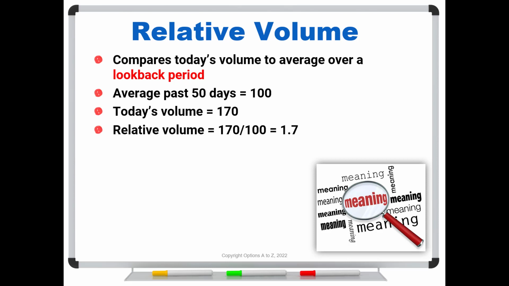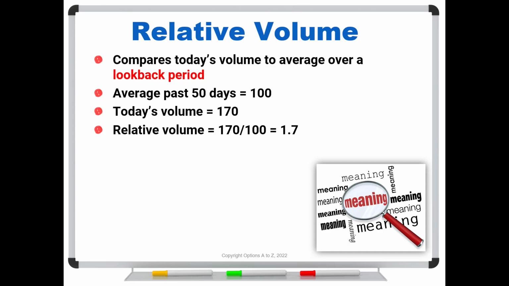Well, relative volume would just say, let's take the 170 bar from today divided by the average. So 170 divided by 100 would be 1.7. Relative volume would be 1.7, and that just means that today's volume is 1.7 times higher than it has been over the past 50 days on average.